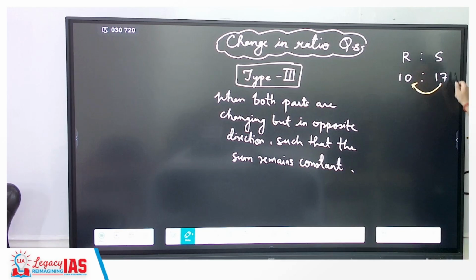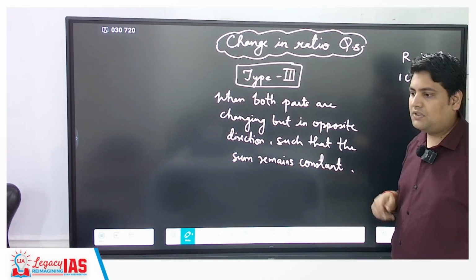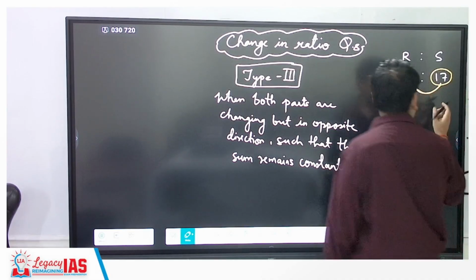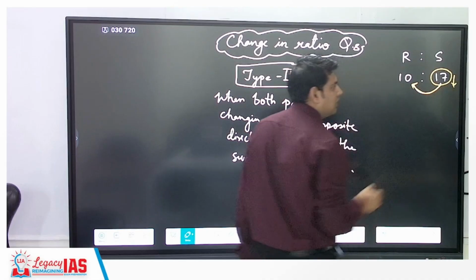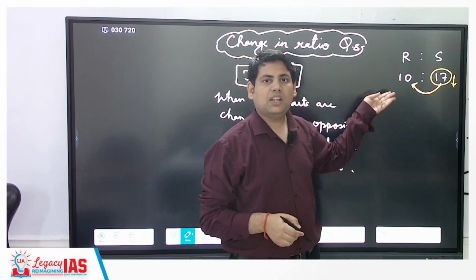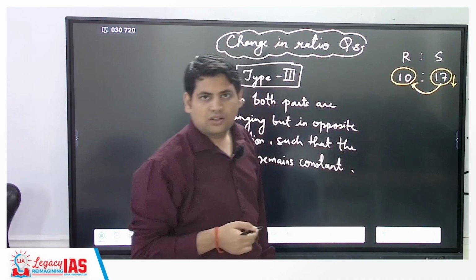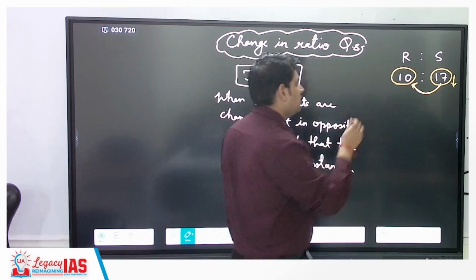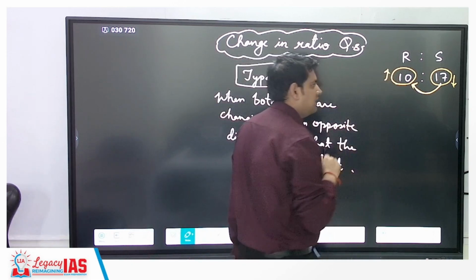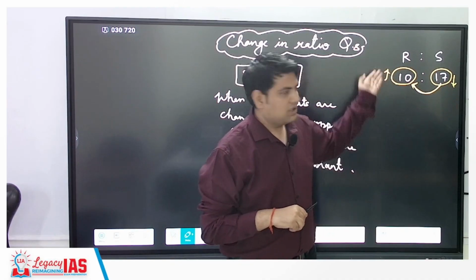Now what will happen? Shyam is giving away some pens. So what will happen? If Shyam is giving away some pens, this will decrease. Correct? So this part of the ratio will decrease. Why? Because Shyam is giving away some pens. Now Ram is getting some pens. So this will increase. This part decreases and this part increases.